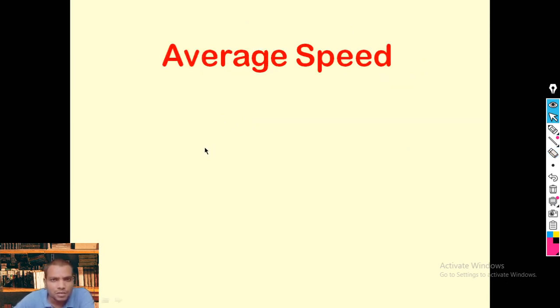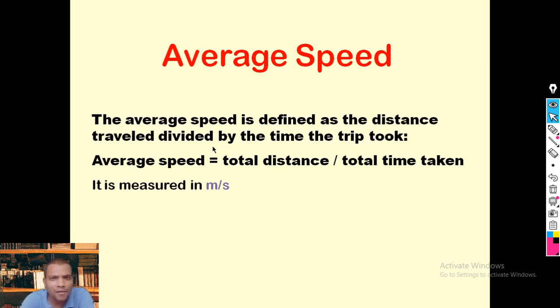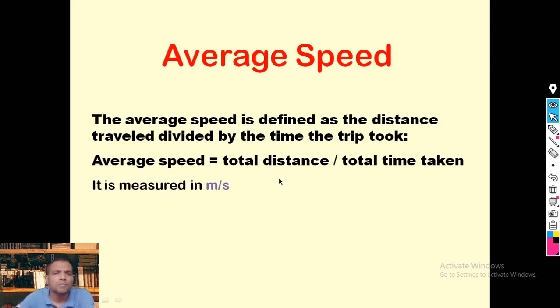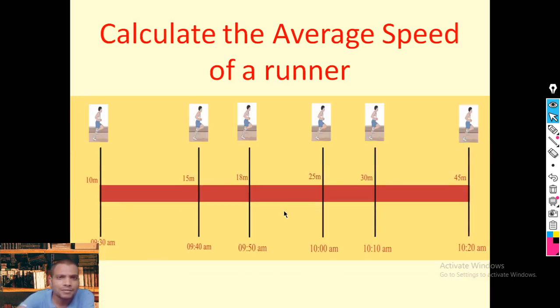If you are moving in different intervals, we need to calculate the average speed. Usually we cannot walk or run with constant speed. Average speed we define as total distance upon total time taken. Total distance is in meters and total time in seconds. We calculate it as the sum of all distances upon total time taken. Let us understand average speed in this given example.